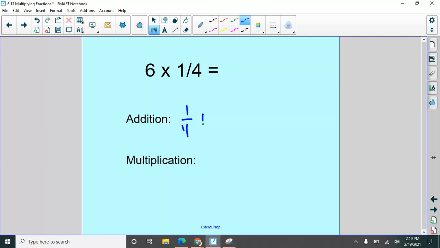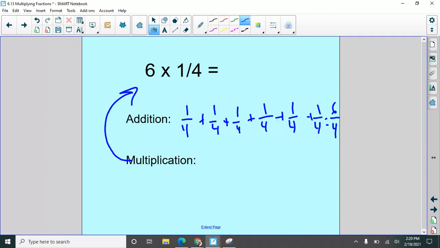1/4 plus 1/4, 6 times. And so as multiplication, once we get all this here, we can find the answer. Plus 1/4. What is the answer? 6/4, or 1 2/4. Okay, multiplication, it's just right there. 6/4, which is equal to 1 2/4 or 1 1/2.